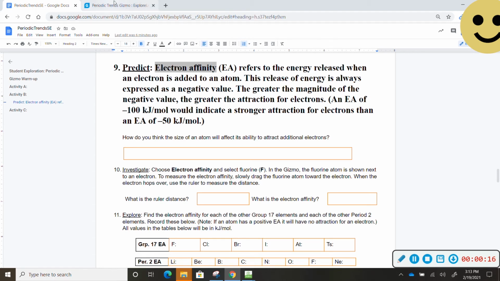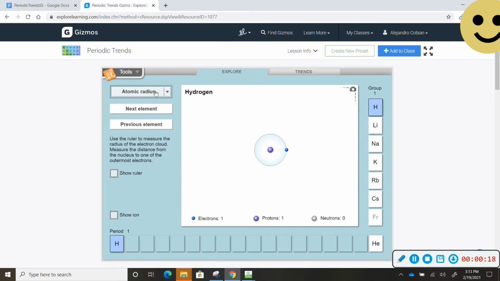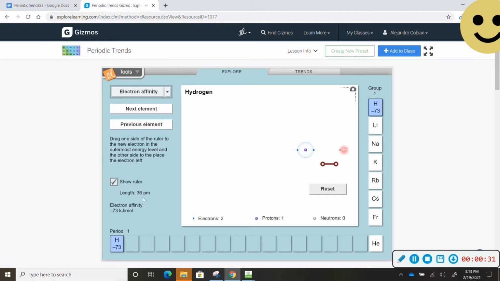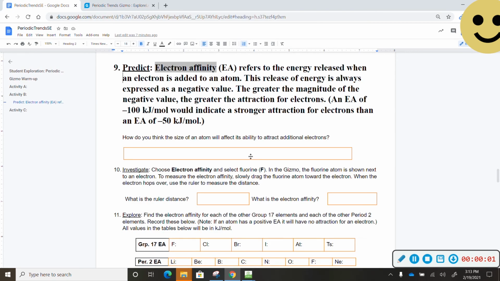So we're going to start off by measuring hydrogen. This will be a practice. So let's select electron affinity. We're going to hold onto our atom and drag it to the right, and we're going to pull that lone electron onto that red positive symbol. Now we measure the electron affinity, and we're going to show our ruler and measure the distance that that electron traveled. And go ahead and do the same for fluorine.